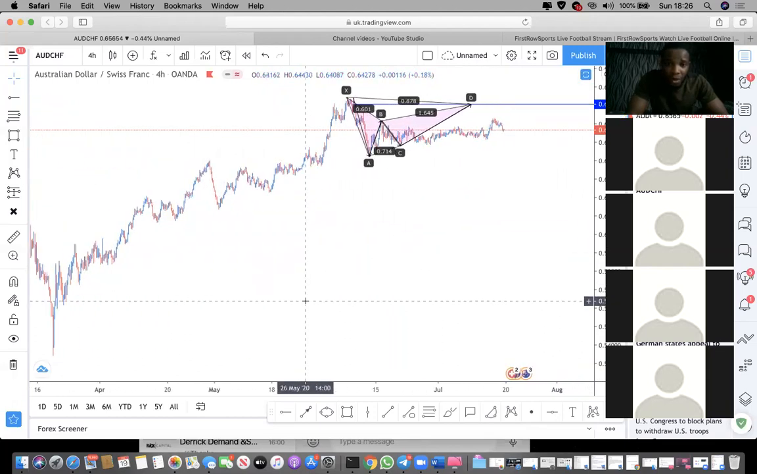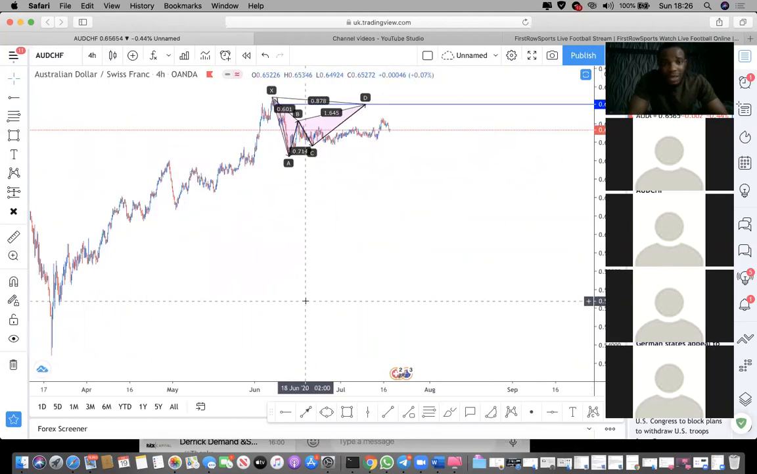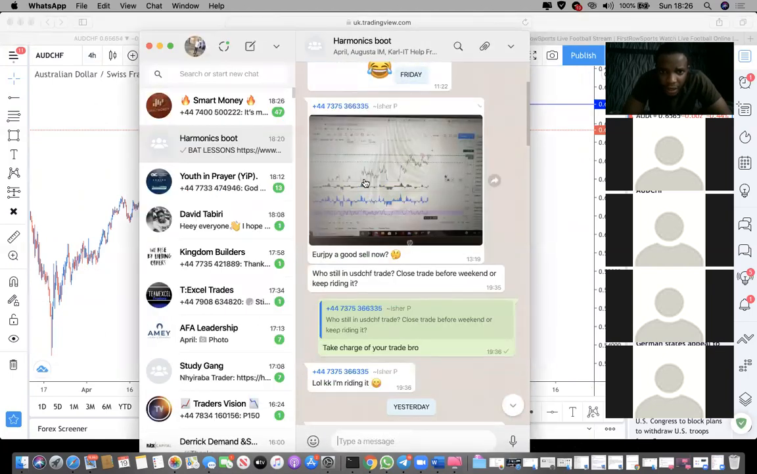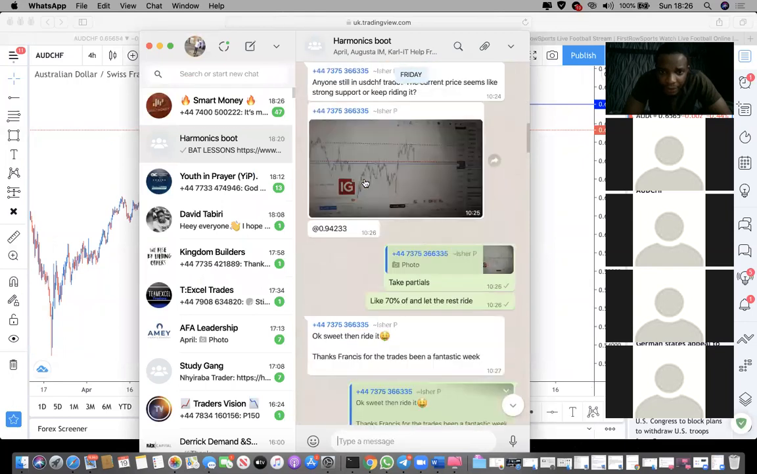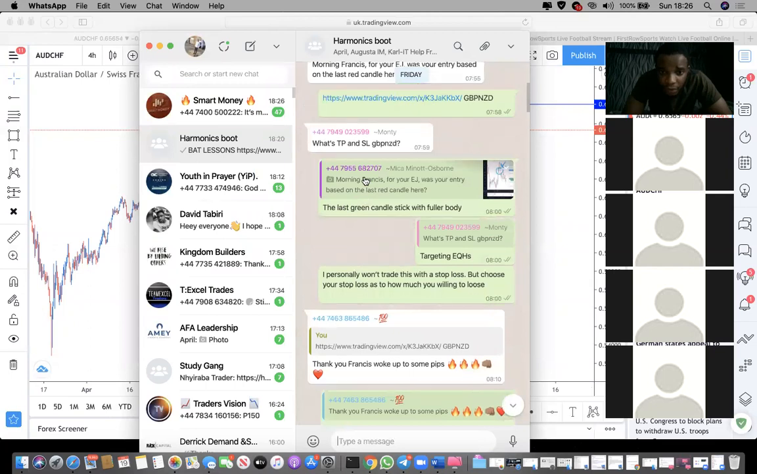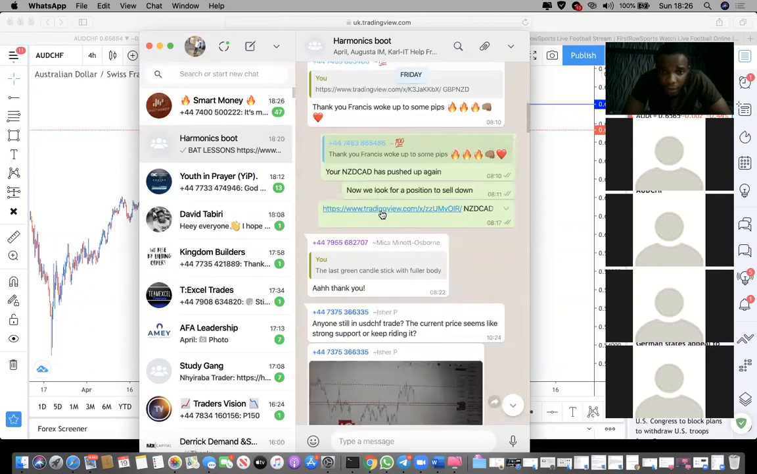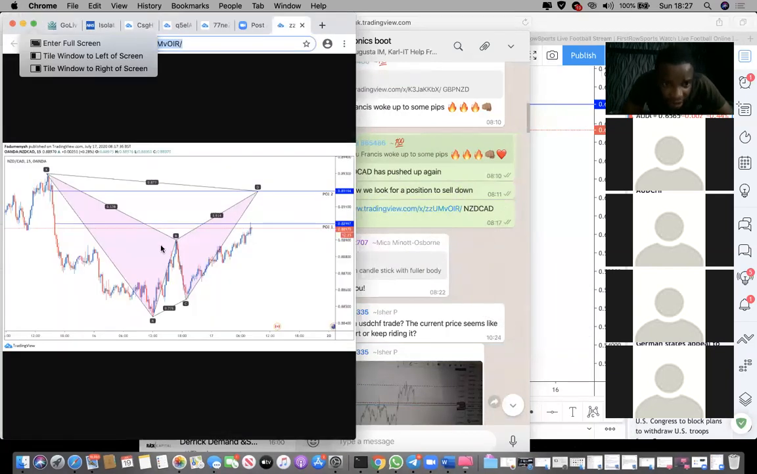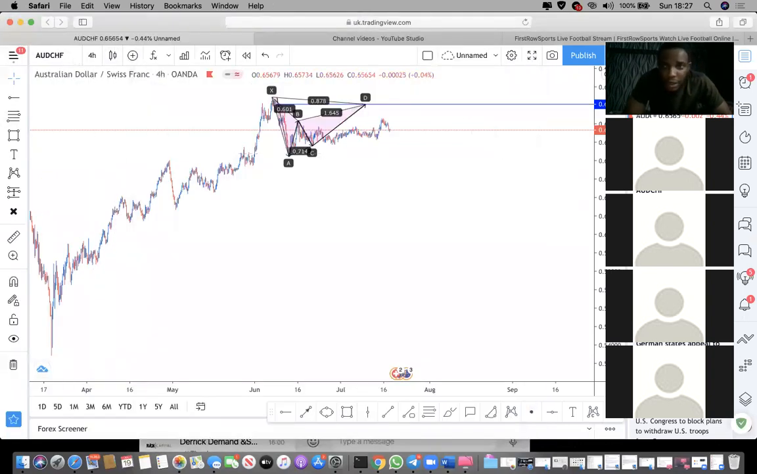Yes, I've got all my ones. Now I'm happy to move on. Let's go on the charts. Let's see, I think we traded one in a week. We saw a Bat pattern somewhere. Oh, there he is. NZD CAD. That was on the 15 minutes time frame. So let's go on NZD CAD.